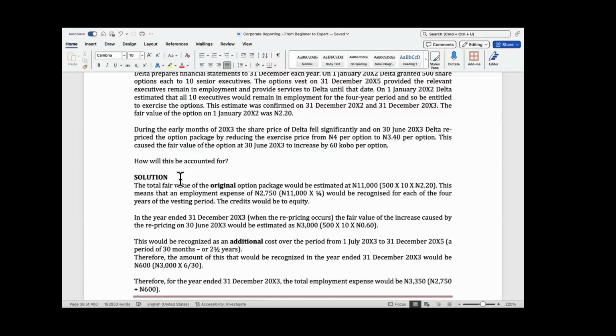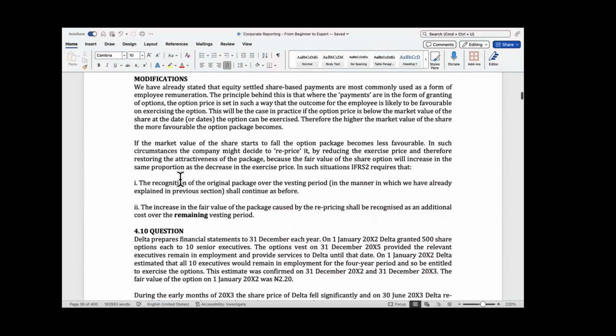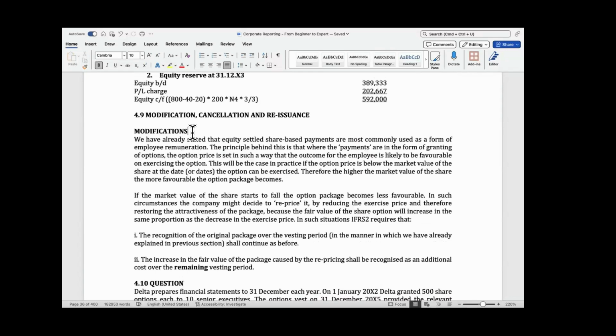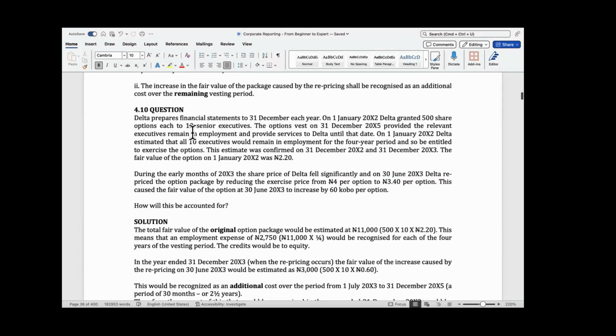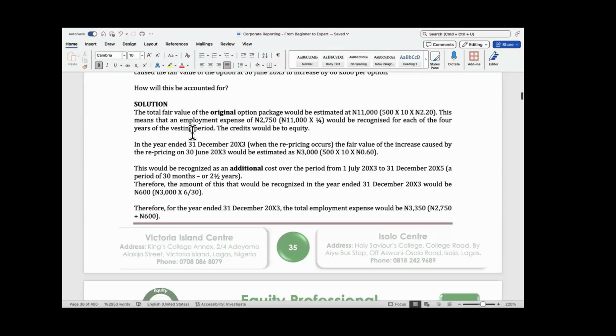Okay, so that's how modification works. So modification is, there's nothing different from what we have learned before. The only thing is that there will be an increase in the fair value of the share option. So just for simplicity, treat it separately. So just consider that increase. So from the date of that increase up to the vesting date, then you can spread that increase over that period as well. That's modification.